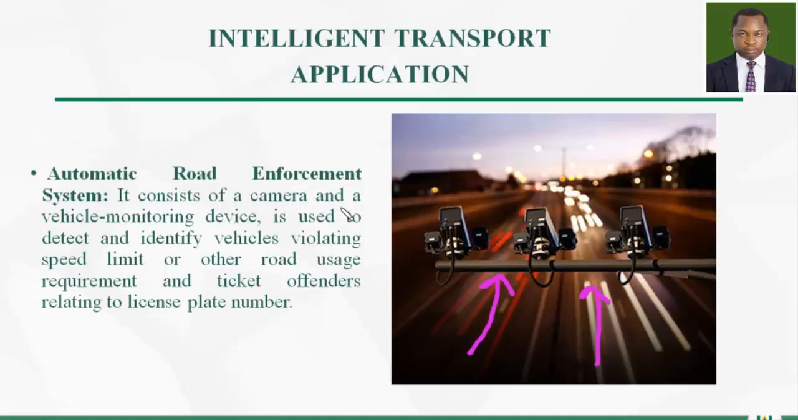It consists of a camera and a vehicle monitoring device. It's used to detect and identify vehicles violating the speed limit or other road usage requirements, and ticket offenders relating to license plate numbers. So essentially the automatic road enforcement system is used to detect lawbreakers on the road. It is an application that helps to keep drivers in check, and it tends to pick up offenders for prosecution. Okay, so that is that.